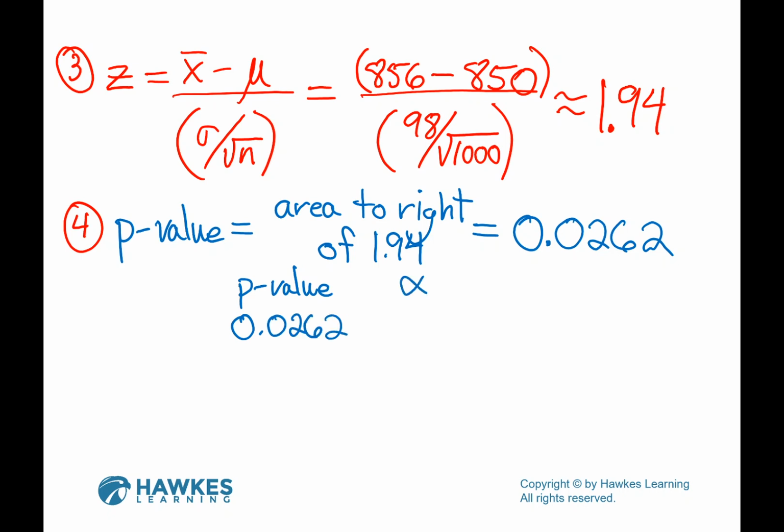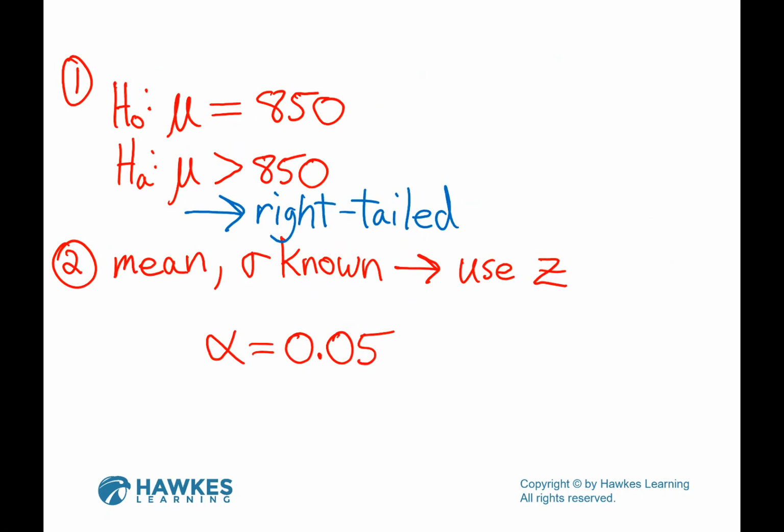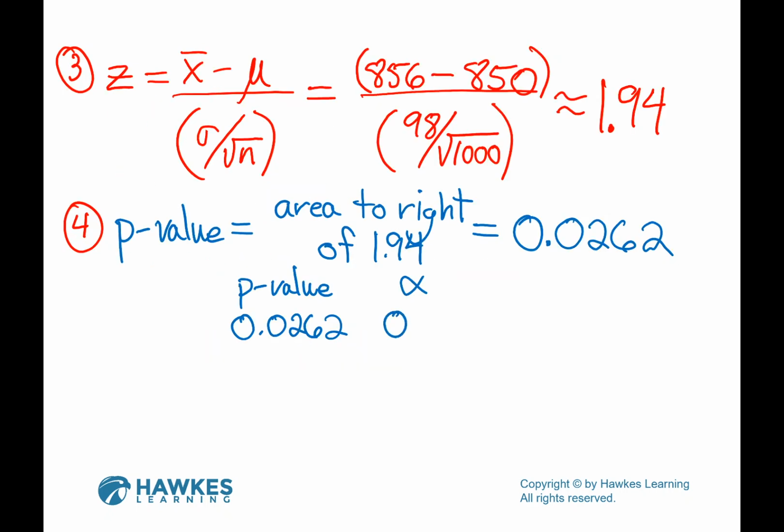Alpha on this one, if I go back to step 2, alpha we noted was 0.05. So what's our relationship? We want to know, is our p-value smaller than alpha or not? In this case, 0.0262 is smaller than 0.05, or in other words, our p-value is less than alpha, or if you prefer, our p-value is low.